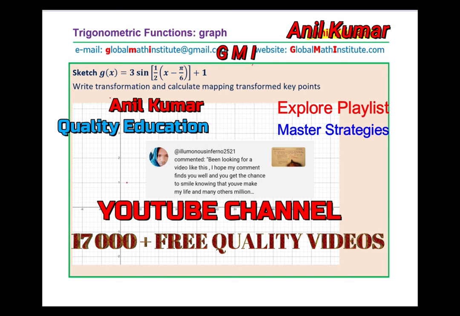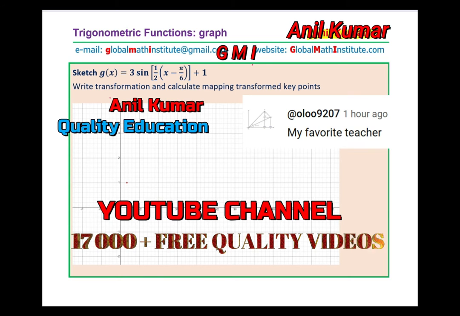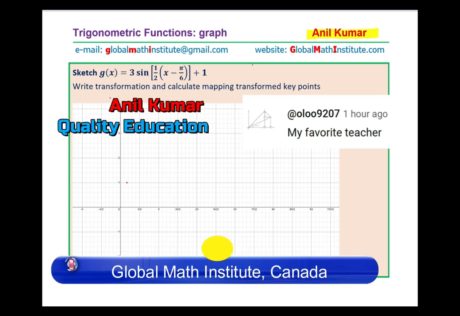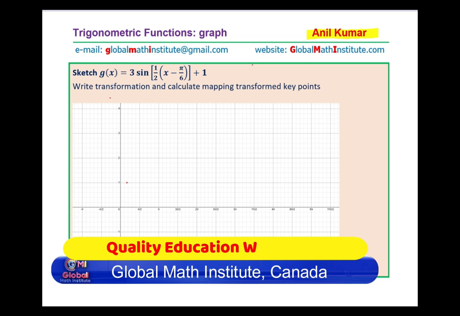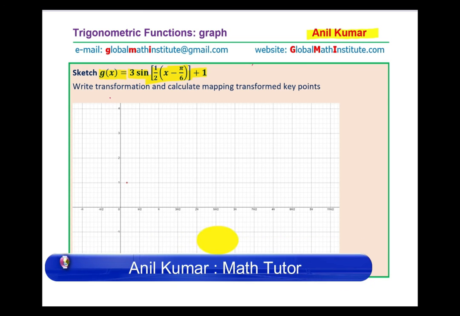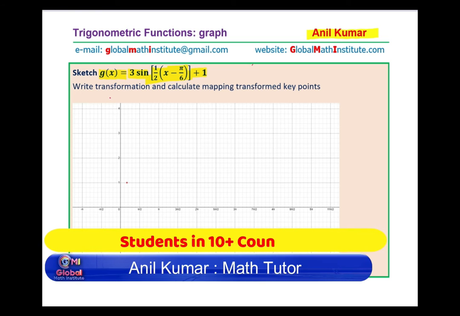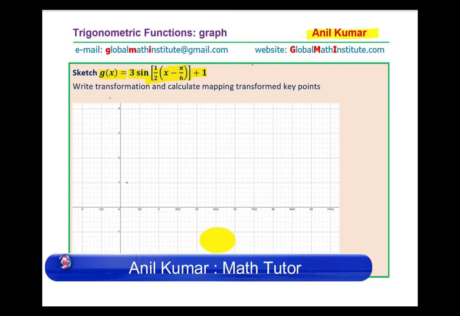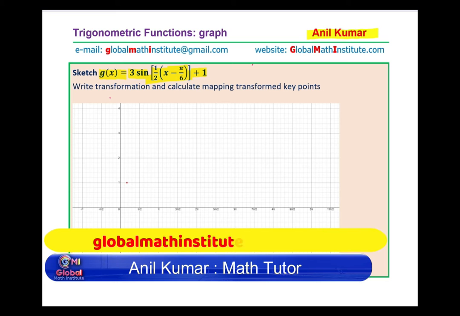In this video, we're discussing how to sketch transformed trigonometric functions. We have taken up the sine function: g of x equals 3 sine of half x minus pi by 6, plus 1. That is what we are going to sketch in this video. It comes as a request from one of our subscribers who wants to understand each and every step of transformation and also see visually how it appears on a graph. So we'll walk you through all these steps.